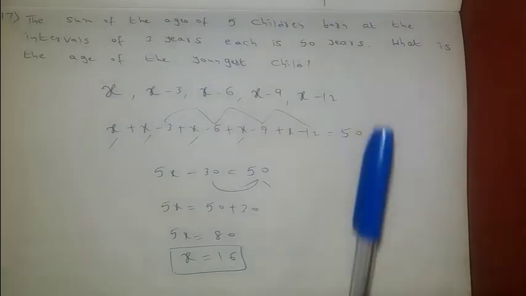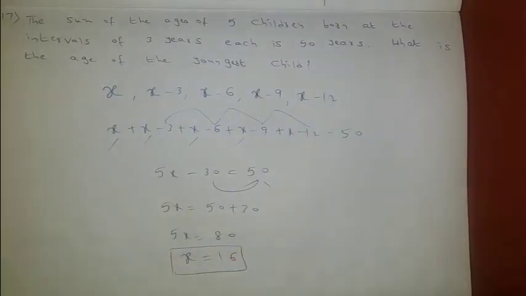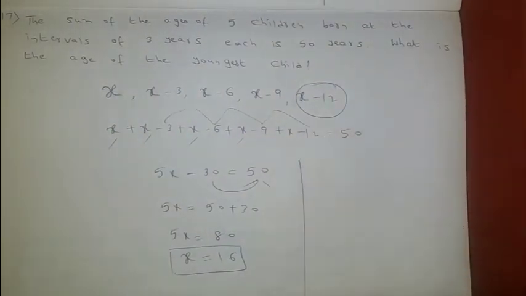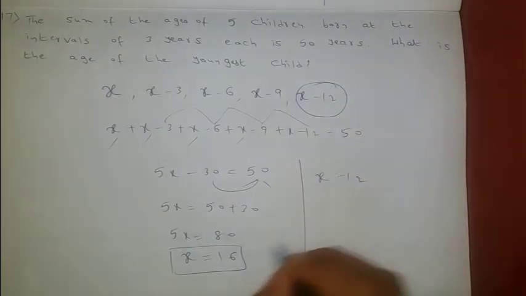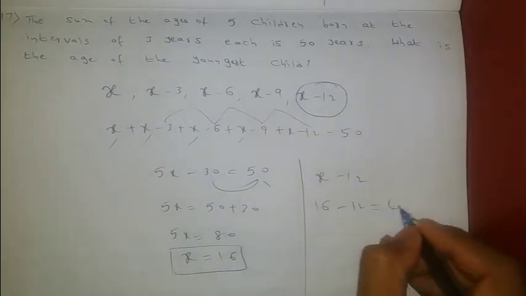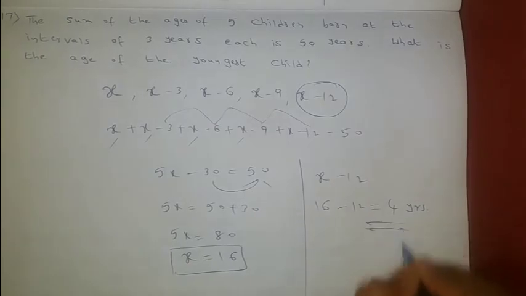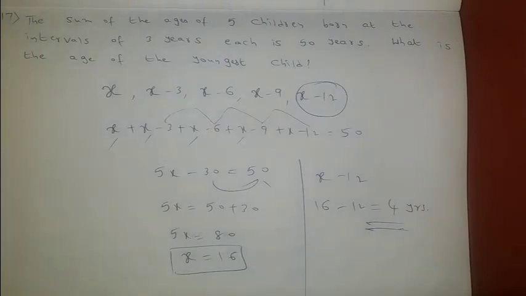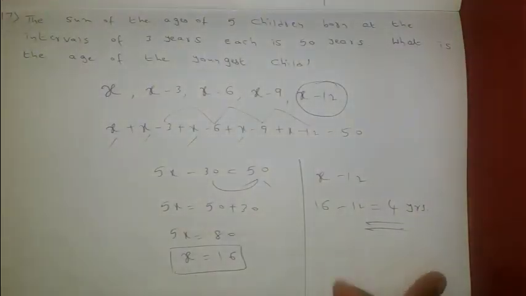Then what is being asked? The age of the youngest child. He is the youngest child, so that is x minus 12. x is nothing but 16. 16 minus 12 is equal to 4 years. The age of the youngest child is 4 years. Let's move to the next question.